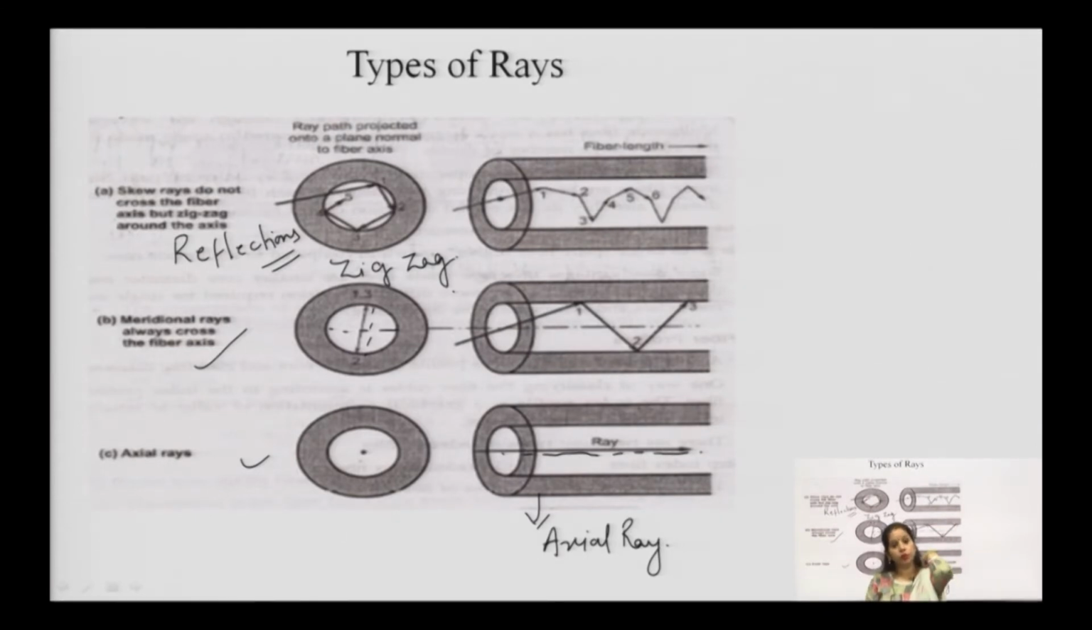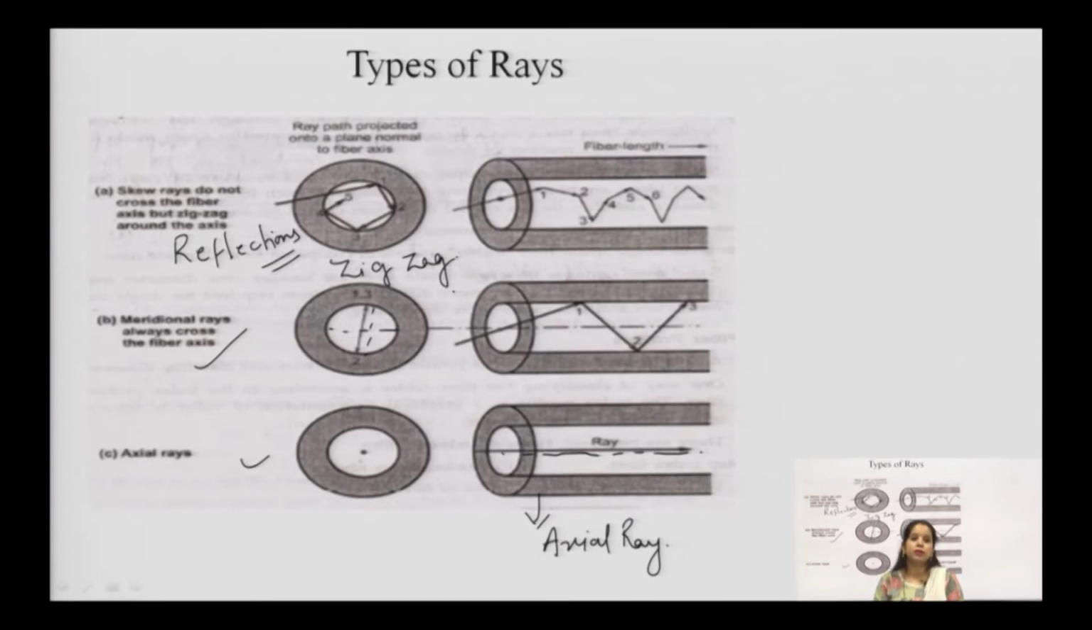And skew rays have one of the most important advantages over the meridional rays. One of the most important advantages of the skew rays over the meridional ray is that in the skew rays our acceptance angle or numerical aperture is higher than in the meridional ray. Again I am repeating, in the skew rays the numerical aperture is higher than in the meridional ray.